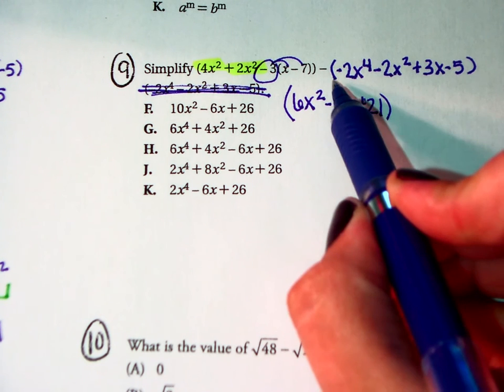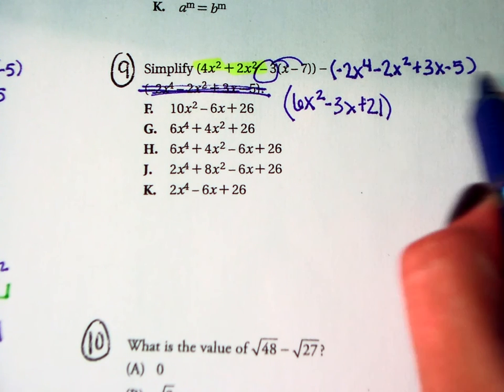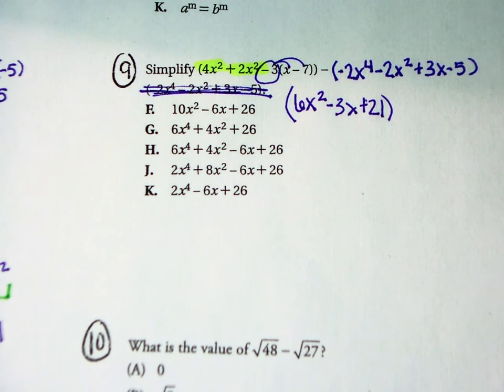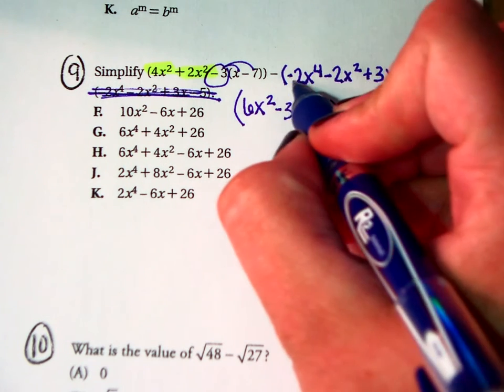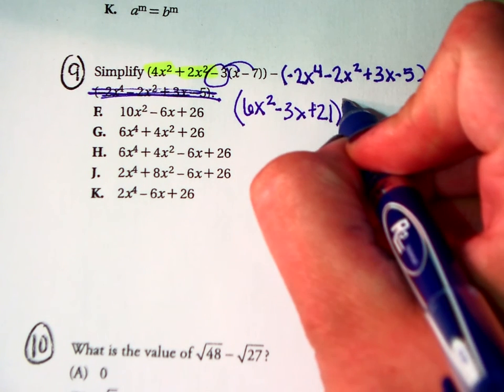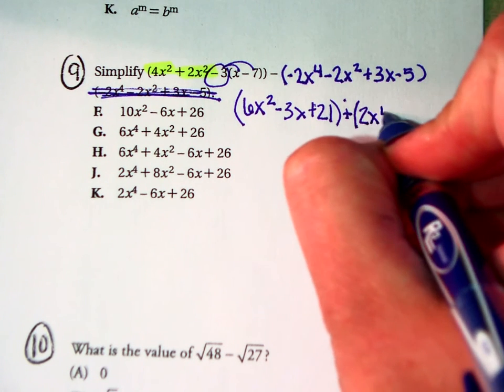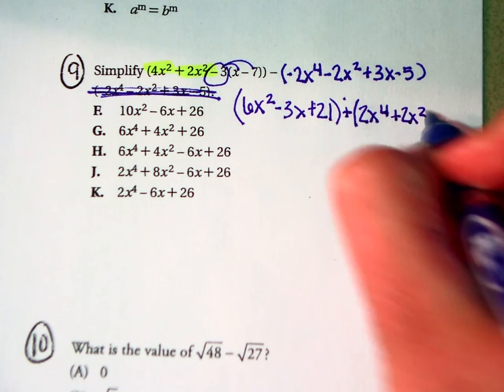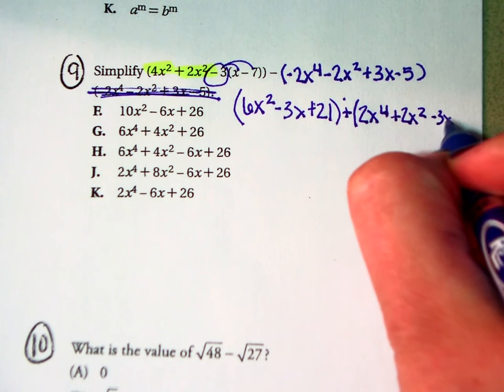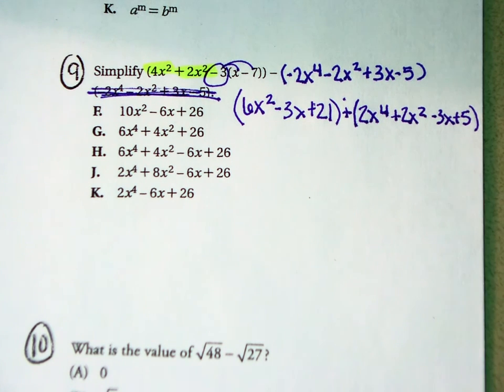Now, I have a negative in here, a negative distributing to everything. What that's going to do is it's going to change everything over here to a positive. So negative times negative is going to be positive 2x to the 4th. Negative times negative, positive 2x squared, a negative 3x, and a positive 5.